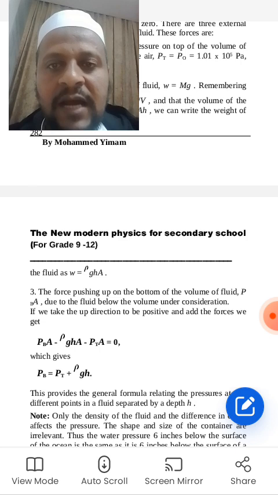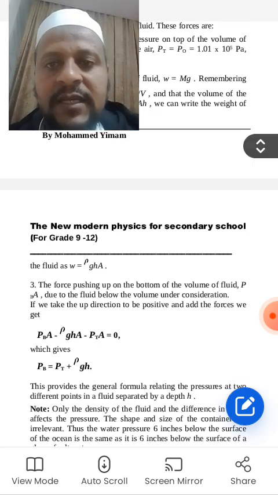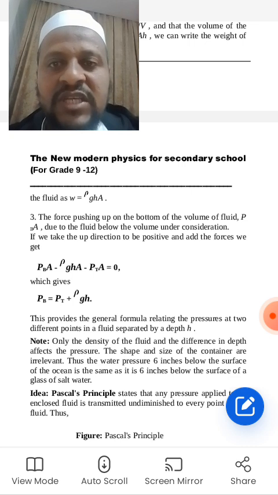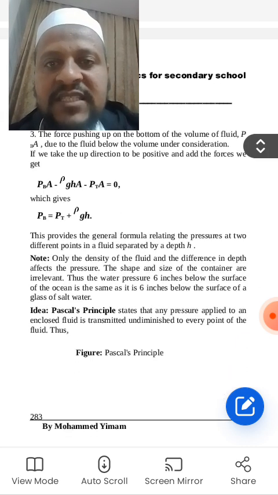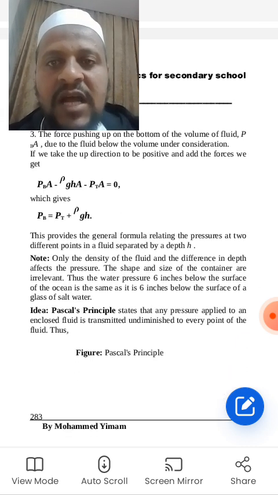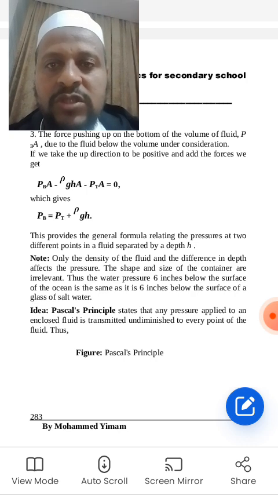If we take the up direction to be positive and add the forces, we get PB A minus rho g h A minus PT A is equal to 0, which gives PB is equal to PT plus rho g h. This provides the general formula relating the pressure at 2 different points in a fluid separated by depth h. Note, only the density of the fluid and the difference in depth affects the pressure. The shape and the size of the container are irrelevant.